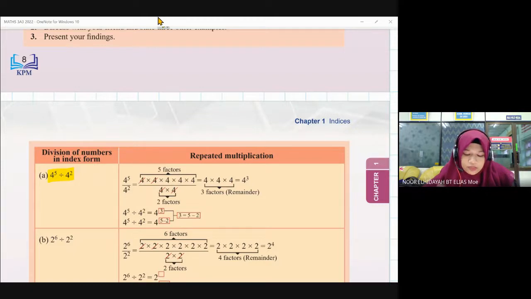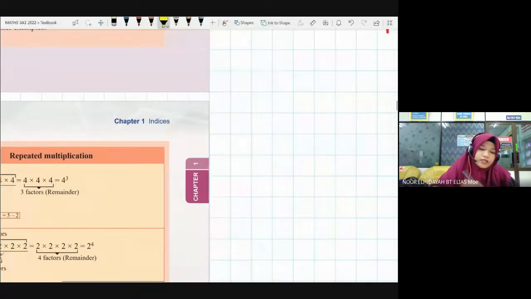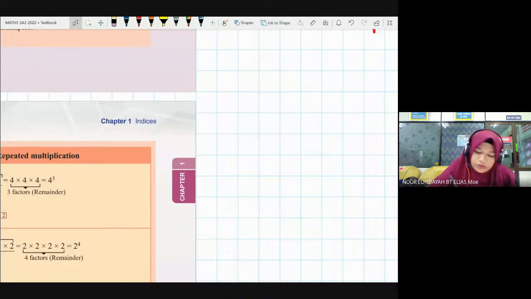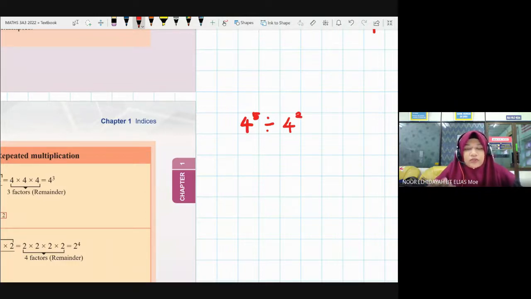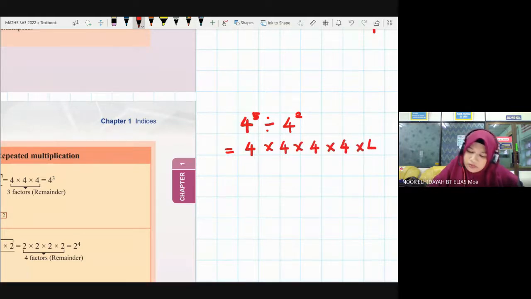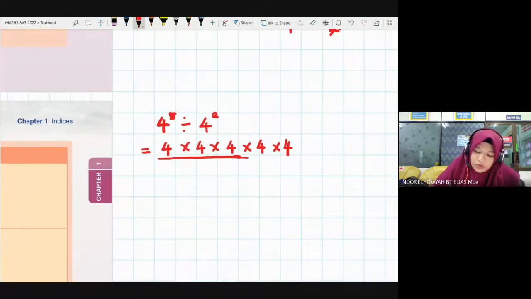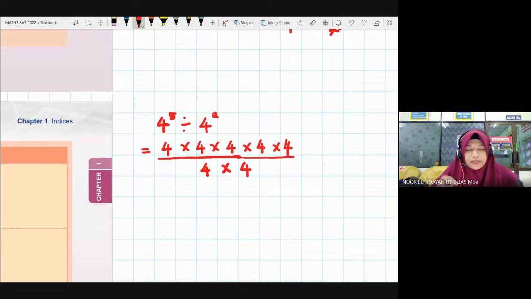Okay, sebelum ni awak dah belajar untuk algebraic. 4 to the power of 5 divide by 4 to the power of 2. Kalau kita gunakan the method of repeated multiplication, apa yang awak akan buat is awak akan buat 4 times 4 times 4 times 4 times 4, cukup 5 kali. Divide over 4 to the power of 2 is 4 times 4. Ni awak dah belajar semasa algebraic.